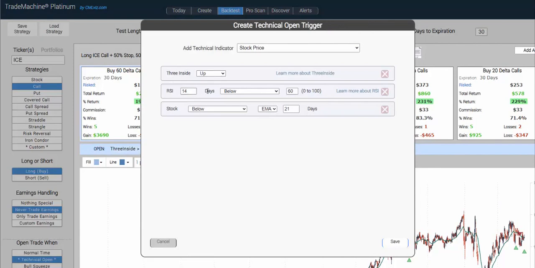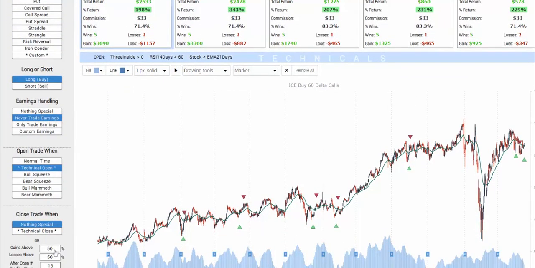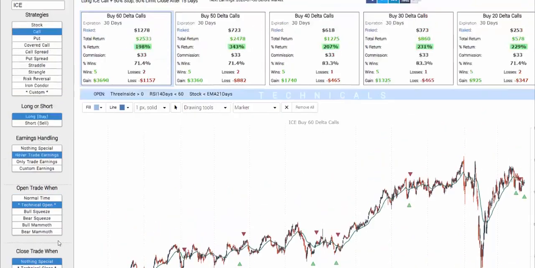So we're using a 30-day option, never trading earnings, opening the trade when there's a 3 inside and up. As long as the 14-day RSI is below 60, the stock is still below the 21-day exponential moving average. We will use a 50% stop, a 50% limit, and close the trade after 15 trading days at a maximum.